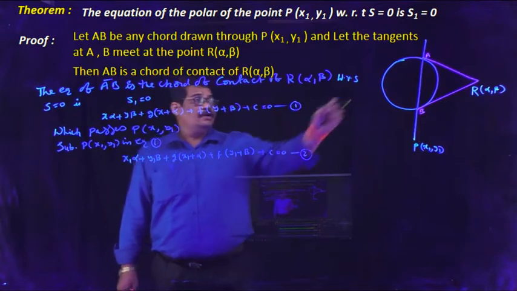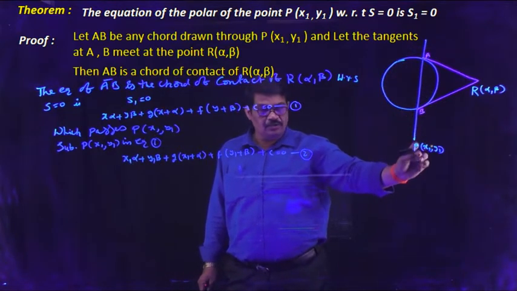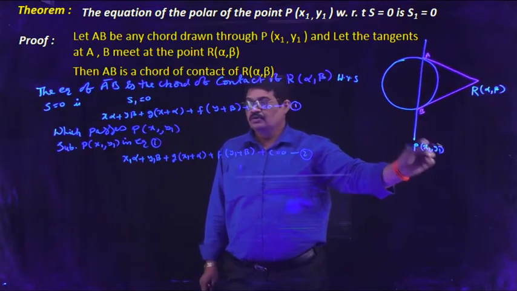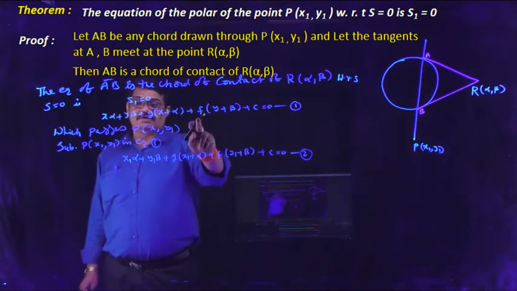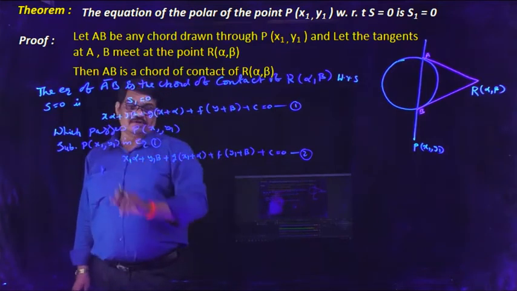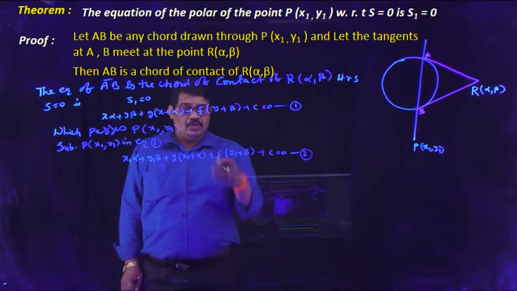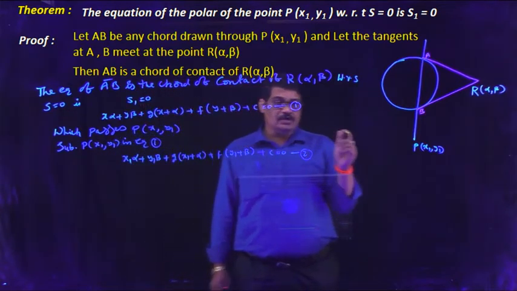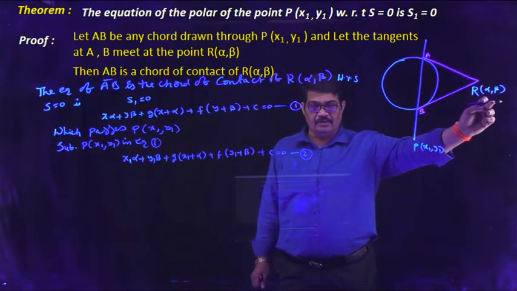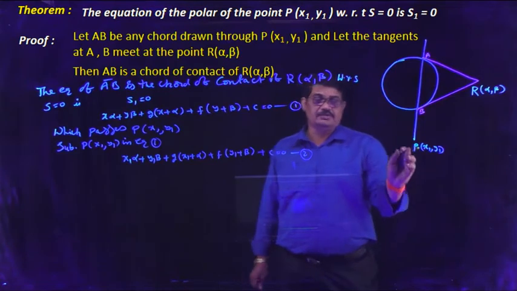Now the chord AB is passing through the point (x1, y1), so we substitute this point in equation 1. In the place of x is x1, in the place of y is y1, and we get this equation. Now what we want here is the equation of the locus of R(alpha, beta), that is the polar of P with respect to the circle.